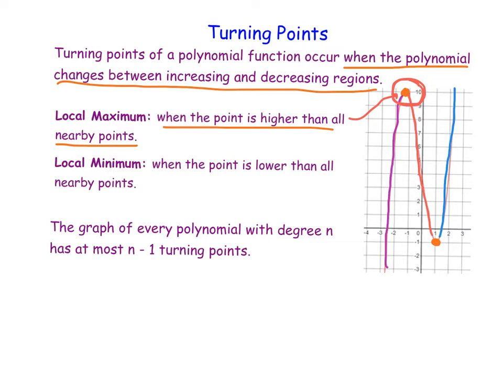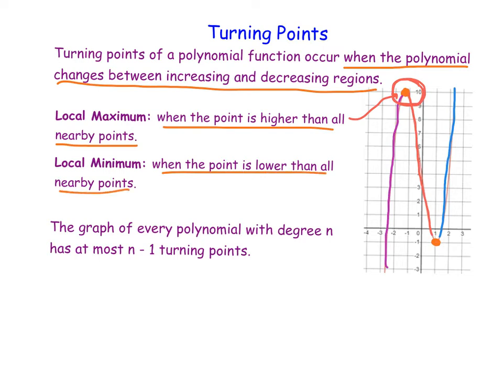It is the highest point in its region. So locally, amongst the points around it, it is a maximum point. Then on the flip side, we also have a local minimum, which is when the point is lower than all of its other nearby points.